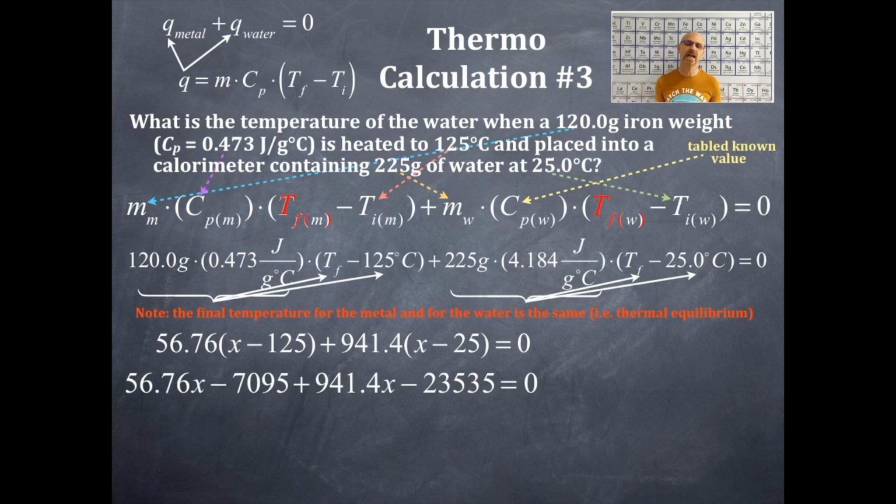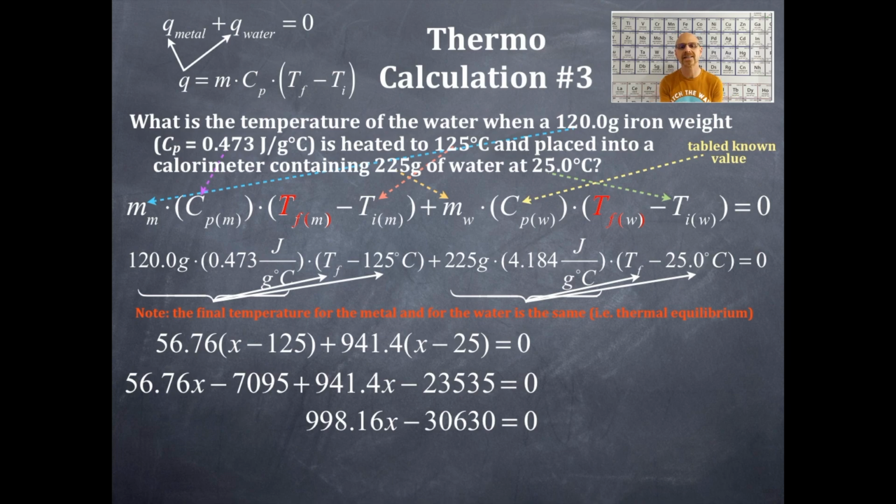Now you should see this. We have some X terms, we have some non-X terms. We're going to combine our X terms and we're going to combine our non-X terms. Then we're going to move our non-X terms to one side and our X terms to the other side. Doesn't really matter which side you do, but you do have to combine the X terms and combine the non-X terms and separate them out on different sides. And we're doing that intermediate step right there.